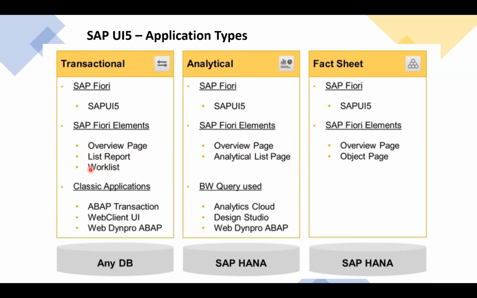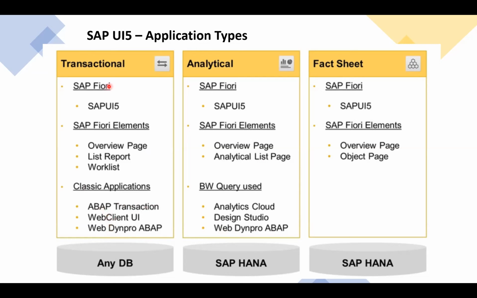Under Fiori elements in transactional applications, list report template is supported, work list is supported. And in analytical list page, what kinds of templates or floor plan we need to choose, based on the application type, we will choose these floor plans, analytical list page. And from a fact sheet point of view, we will choose object page floor plan for fact sheet way of development. And each floor plan has its own structure, page layouts and features. We will be learning about them in coming future sessions.